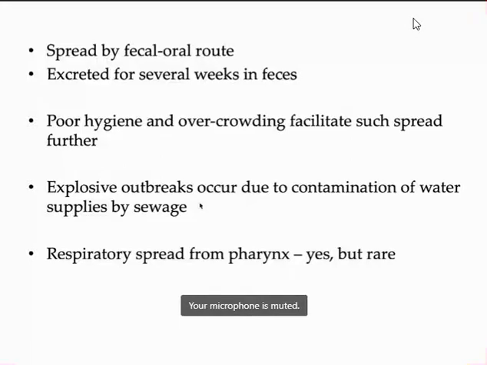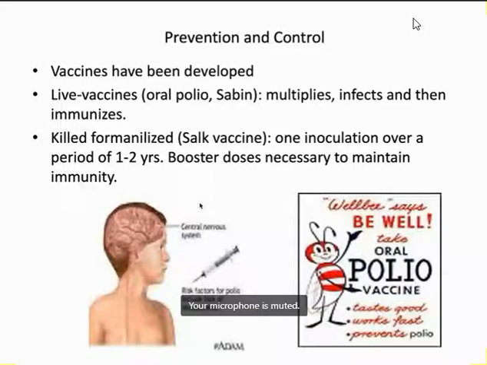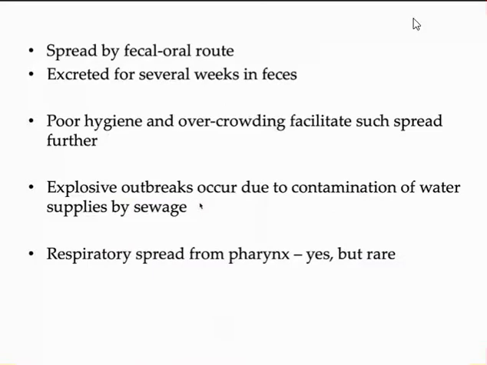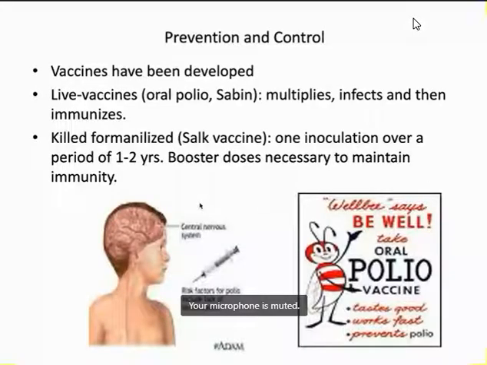Luckily, some preventive measures are there, that is, immunoprophylaxis for polio. As you all know, there is the oral polio vaccine, OPV, and the injectable polio vaccine, IPV. The live vaccines, the oral polio vaccines, were first introduced by Sabin. They multiply, infect, and then produce antibody against the poliovirus.